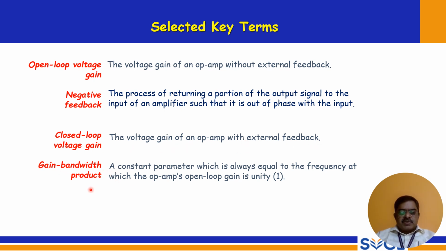So gain bandwidth product: a constant parameter which is always equal to the frequency at which the op-amp's open loop gain is unity. So that is gain bandwidth product. So these are the important key terms. Any one can be your 2 mark question, and I should prepare all.